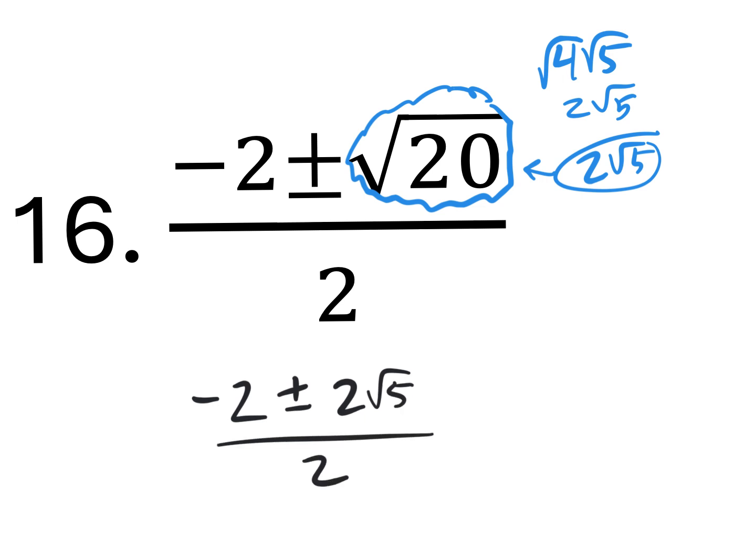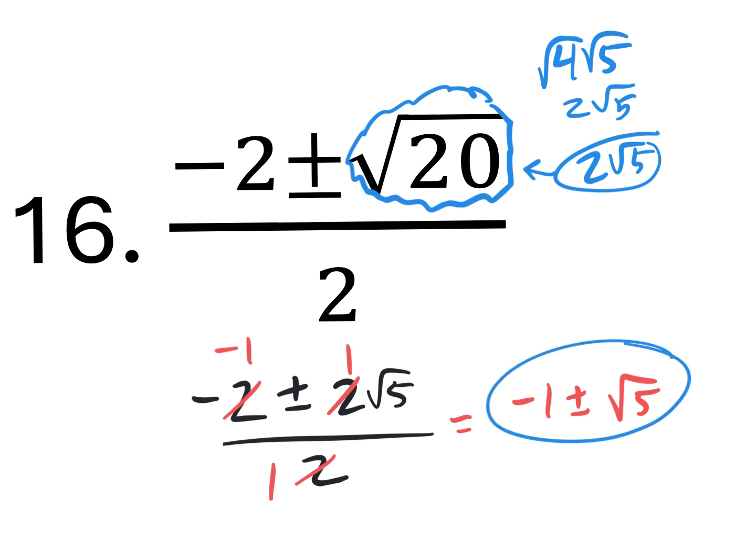And all three terms could be divided by 2. So divide by 2, you get a negative 1. Divide by 2, you get a 1. Divide by 2, you get a 1. So your final answer is the negative 1, the plus or minus. You don't need this 1 square root of 5. You just write square root of 5. And you don't need the divided by 1. You just leave it like that. And there is your answer.